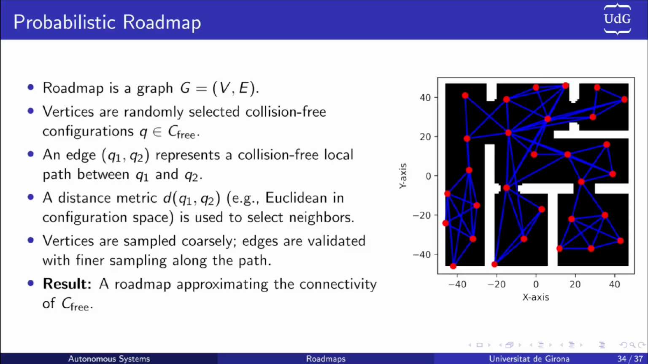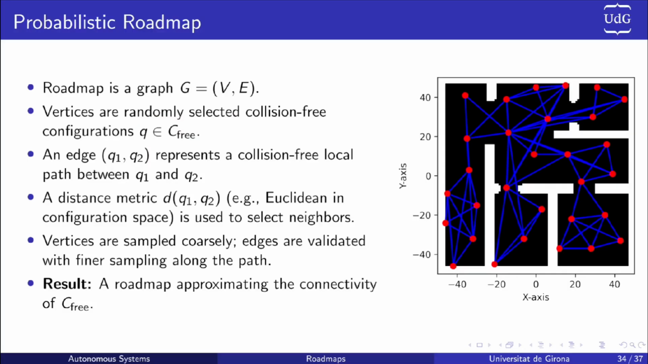Again, we define a probabilistic roadmap with a graph that contains vertices and edges. The new thing here is that in the visibility graph, vertices belong to obstacle vertices or goal and start positions. In the Voronoi, vertices were a little bit difficult to identify because they belong to where three edges coincide. Here, the vertices are randomly selected between collision-free configurations. It means they have to belong to C free, but are randomly selected. Okay?